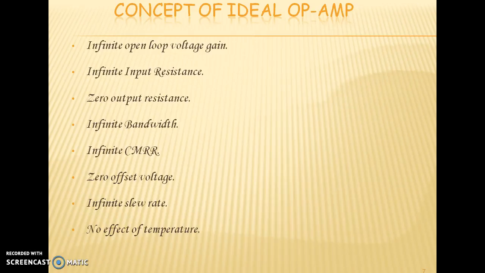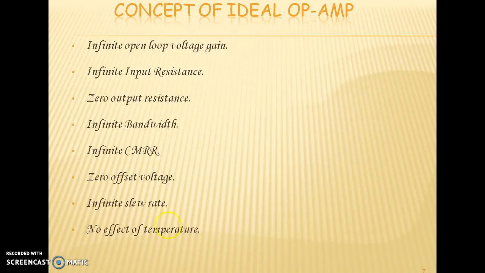The ability of a differential amplifier to reject a common mode signal is expressed by a ratio called common mode rejection ratio. It is also defined as the ratio of differential voltage gain to the common mode voltage gain. Ideally, the common mode voltage gain is 0, hence the ideal value of CMRR is infinite.